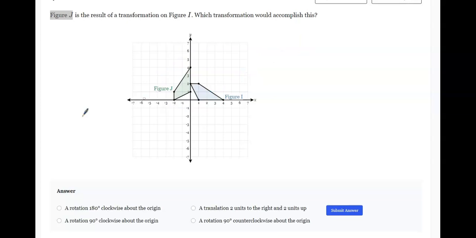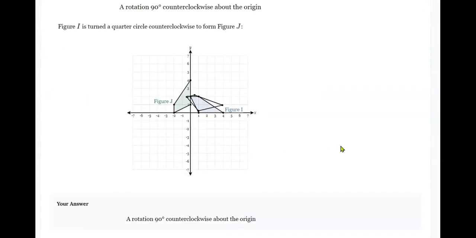So how did the blue figure get to the green figure? Well, you'll notice this pointy point on the right is now facing in a different direction. So that's a change in orientation, and that happens when you have a rotation. It looks like we are rotating in this direction, which is counterclockwise. And since we only moved over one quadrant, that is a 90-degree turn. So it's a 90 degrees counterclockwise turn. Let's take a look at the transformation. There it is.